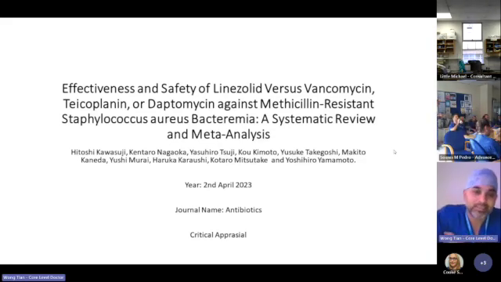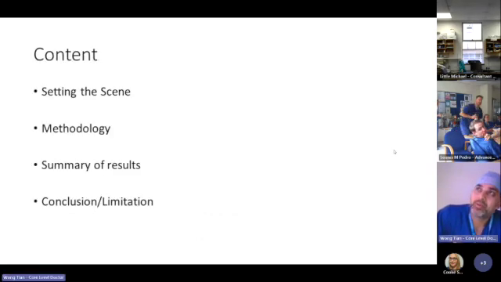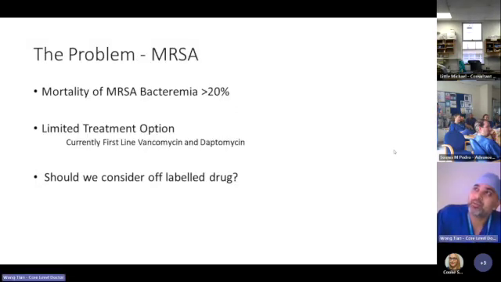The journal was Antibiotics, and we're going to try and critique it. What we're going to do is start by setting the scene, go through the methodology, then a summary of the results, and then a conclusion, and whether it will change our practice or not. The problem with MRSA is that it causes mortality, especially with bacteremia, at greater than 20%. There are limited treatment options, as we're already aware. And currently the first line treatment is vancomycin and also daptomycin.